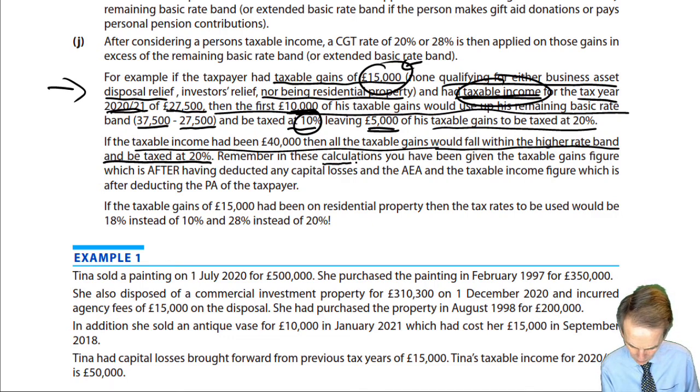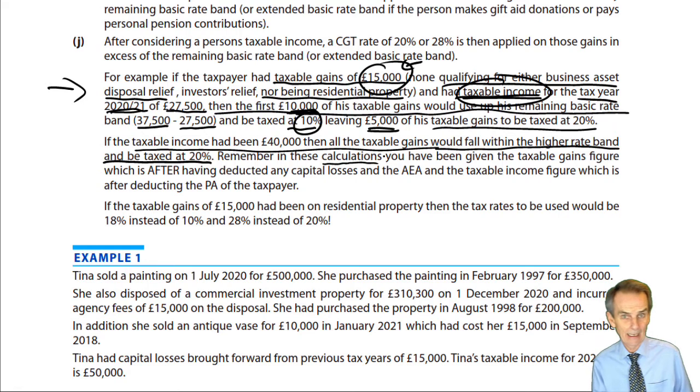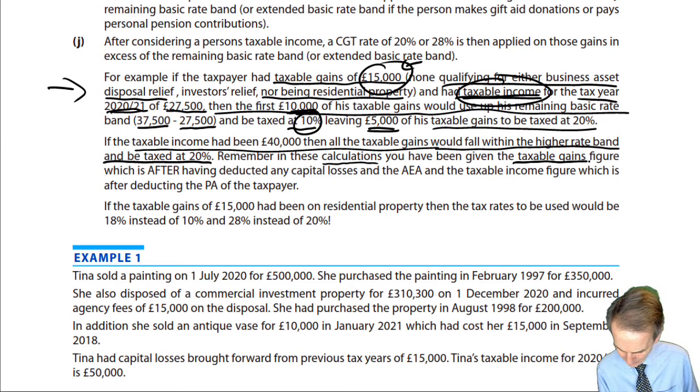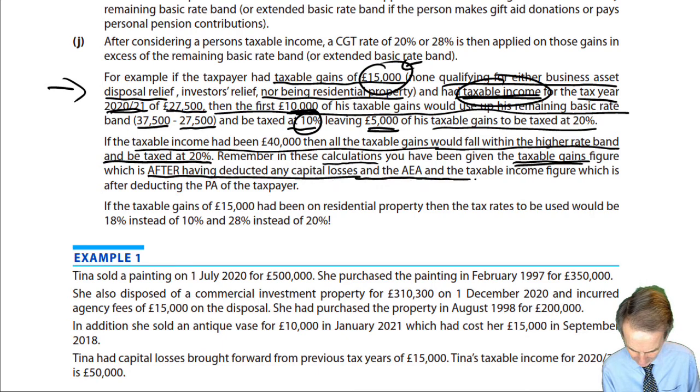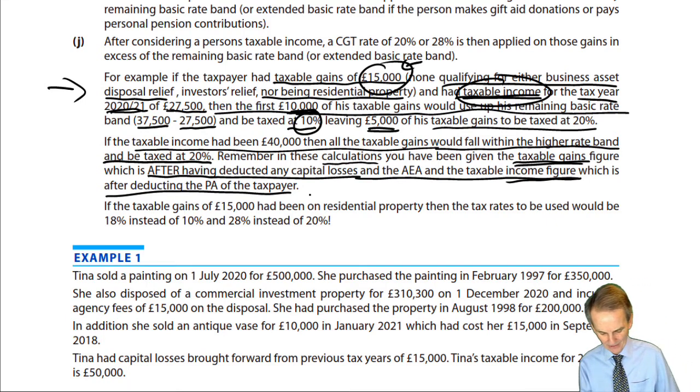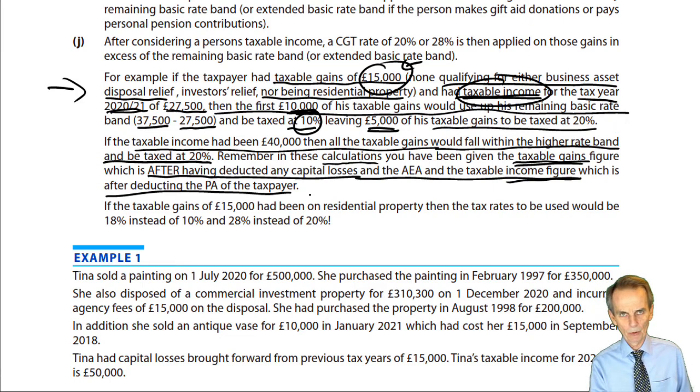In the calculations that we've just done, and you would need to do in real life and in an exam question, I gave you the taxable gains figure from your capital gains computation, which is after having deducted any capital losses and the AEA, and then the taxable income figure, which is after deducting the personal allowance of the taxpayer. So I've made life simple for you by giving you the two numbers you needed. You need to know the taxable gains, what is to be taxed, and you needed to know the taxable income of the income tax computation to be able to establish the tax rates applicable that need to now be applied to those taxable gains. We've just dealt with other assets there where the 10 and 20% rates applied.